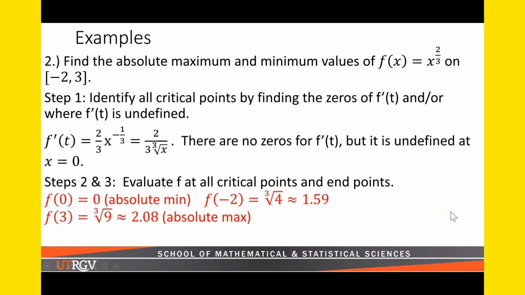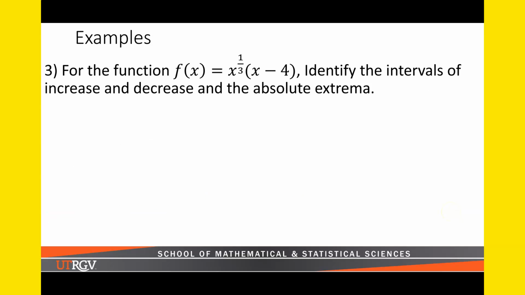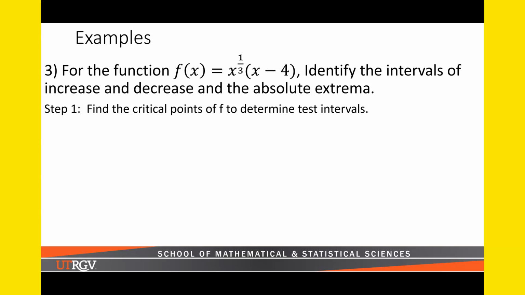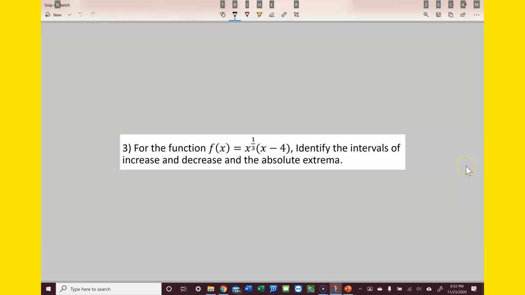All right, let's go to example 3. The function f of x equals x to the 1/3 times x minus 4. Identify the intervals of increase and decrease and the absolute extrema. Okay, so again, finding the critical points. To find the critical points here, notice I don't have endpoints. So I'm identifying the intervals of increase or decrease over the entire domain of the function.